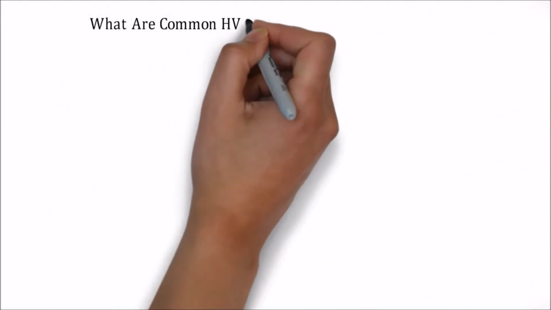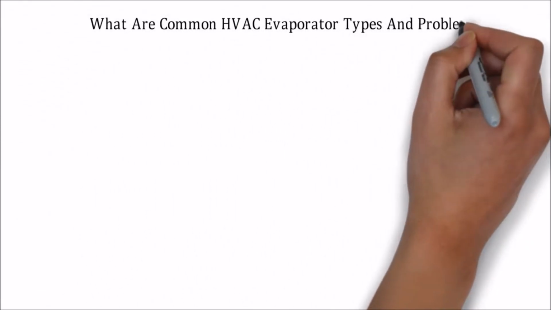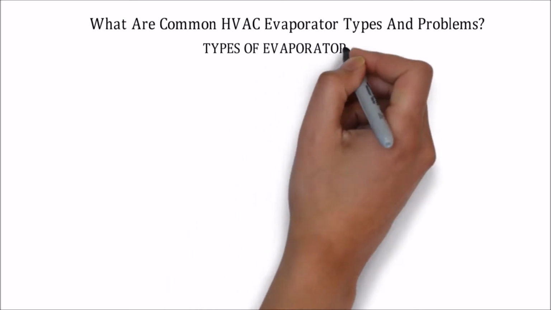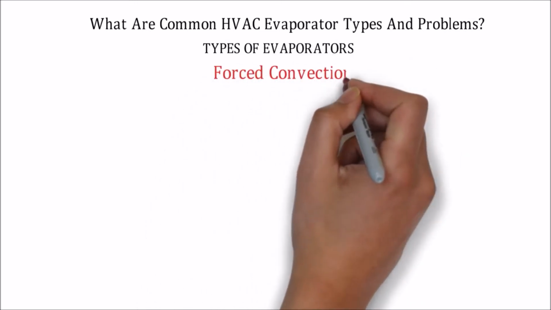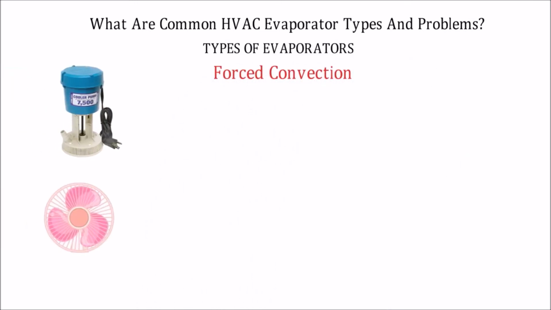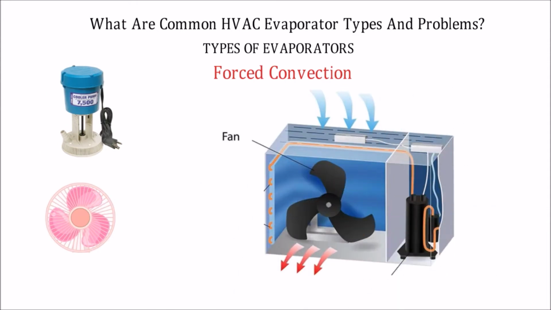What are common HVAC evaporator types and problems? Types of evaporators. Forced convection. This type of evaporator requires a pump or a fan to push the refrigerant across its coils.